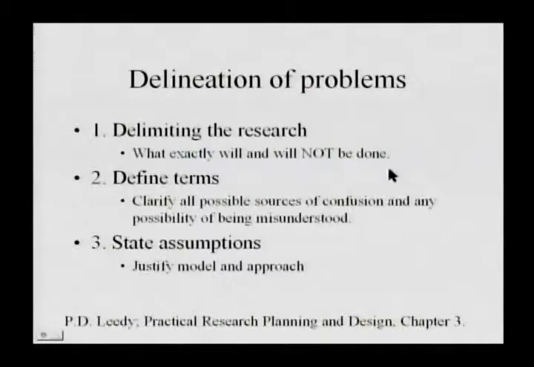So what exactly will and will not be done? So you delimit it down to the level of specific aims under your objectives, define the terms, clarify all possible sources of confusion and any possibility of being misunderstood. So you might think that something is universally recognized and known, but it may not be. State assumptions, so in your background and significance, you build on the rationale for your approach. Justify the model and approach in the rationale portion under experimental design and methods. You get into it more specifically.